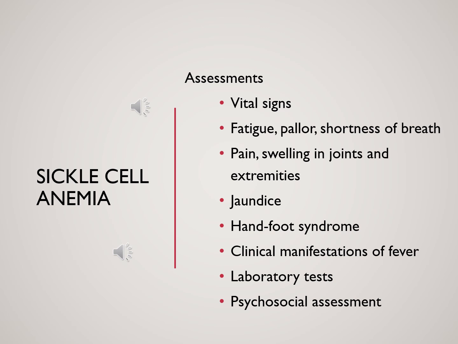We're going to evaluate for jaundice. This is due to the decreased lifespan and increased destruction of RBCs, and it may cause an increase in serum bilirubin, leading to jaundice. We're going to evaluate for hand-foot syndrome. Multiple episodes of crises and bone infarctions may lead to uneven growth in the fingers and toes. And we're going to look at the clinical manifestations for infection. Fever may be present without an infection. However, infection must be ruled out.